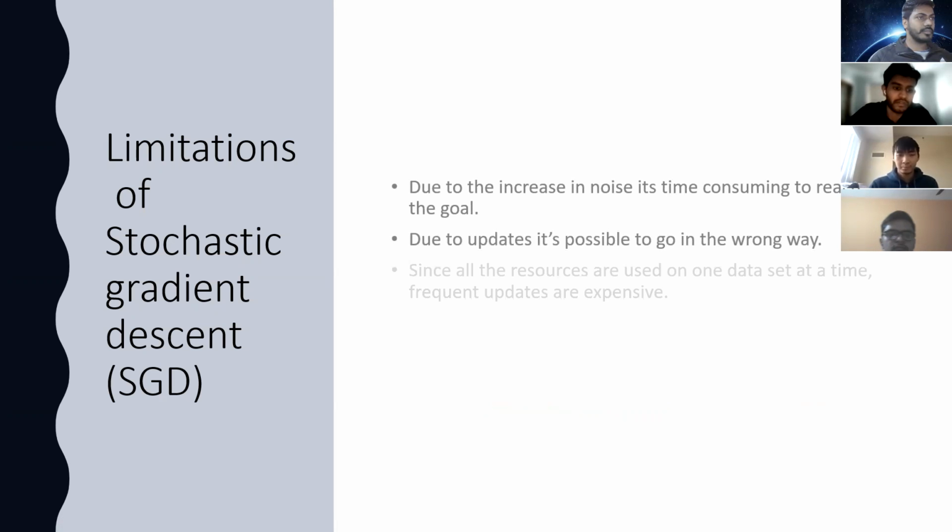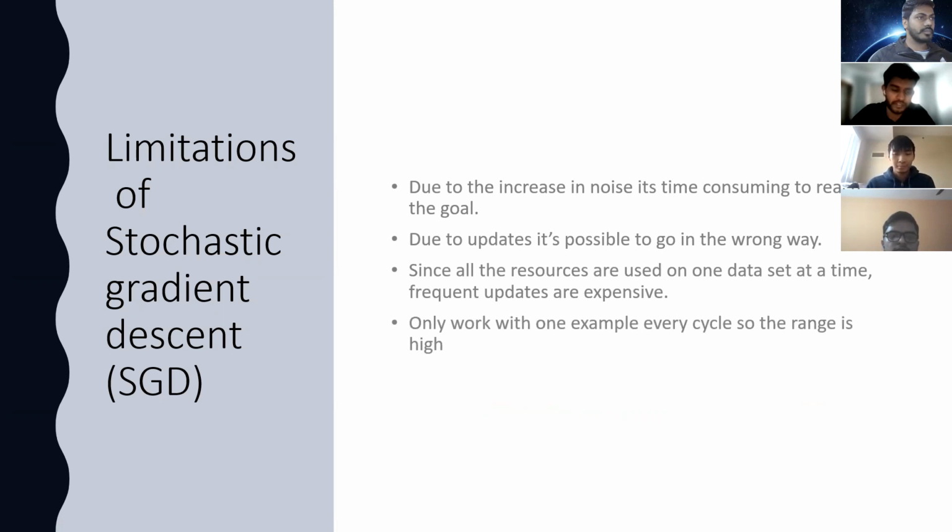So when it comes to the gradient descent, there are some limitations included in that as well. So the main points are that due to the increase in noise, it's going to consume more time to reach the goal, and also there's a number of frequent updates that's happening on the system. So there's a possible way of going in the wrong direction because of the updates.